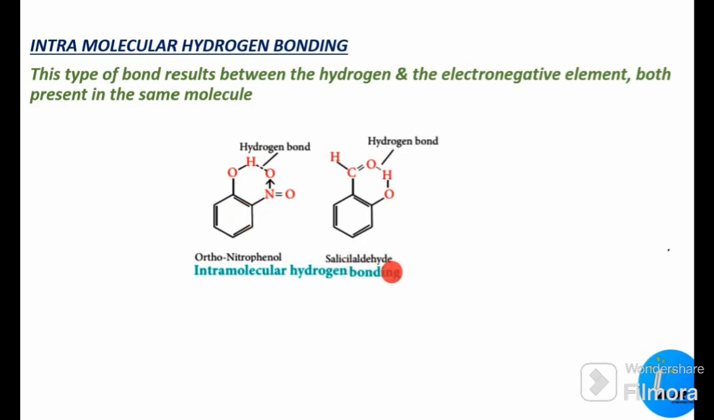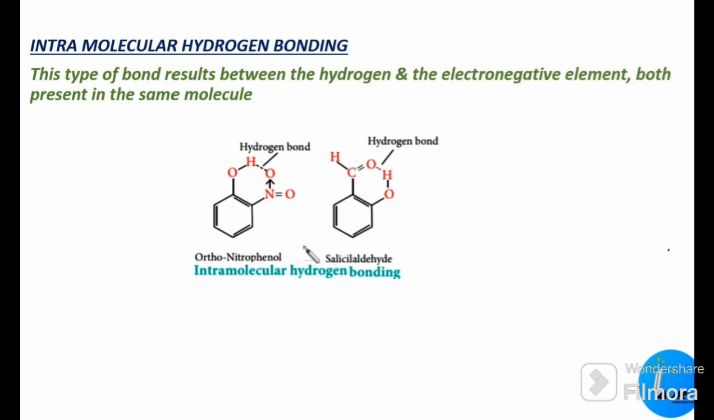Here, salicylaldehyde. Here also, this is the OH group and this is the aldehyde group. So a hydrogen bond is formed between the oxygen atom of this aldehyde group and the hydrogen atom of the OH group. So we could see this type of intramolecular hydrogen bonding between the hydrogen atom and the electronegative element present in the same molecule. Now, have you understood the difference between intermolecular and intramolecular? This type of bonding is generally present in organic compounds. So both are organic compounds.